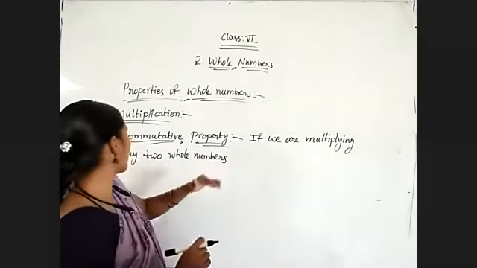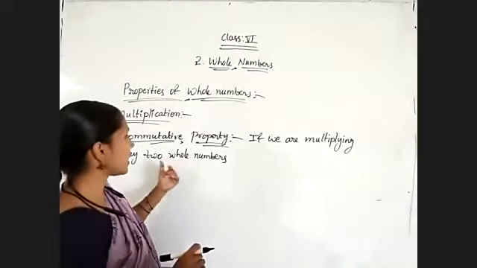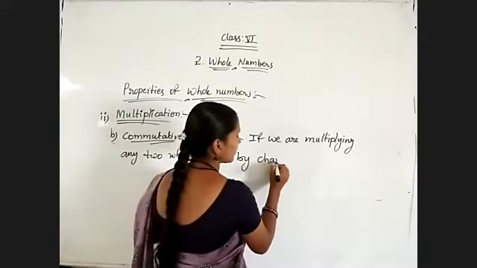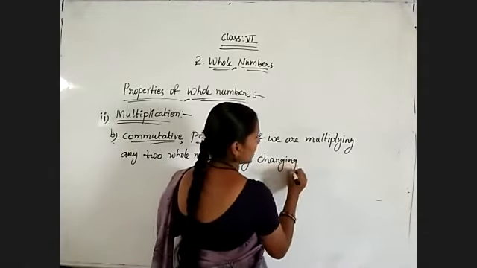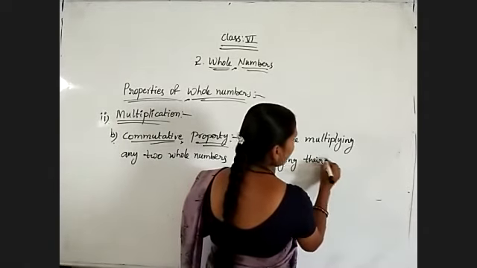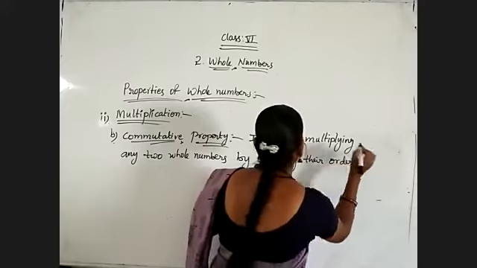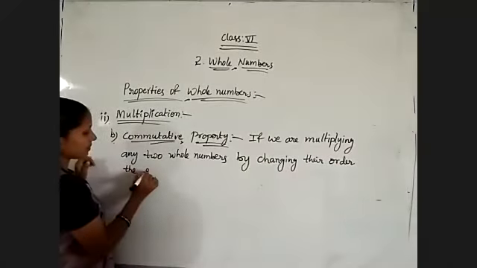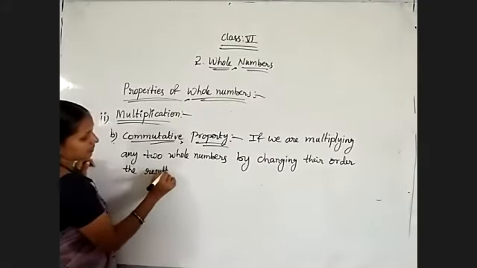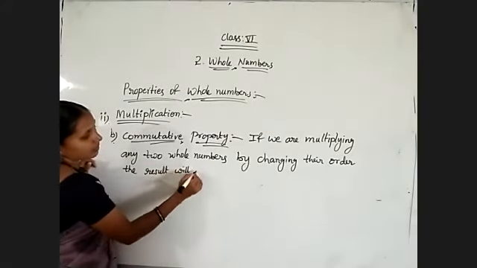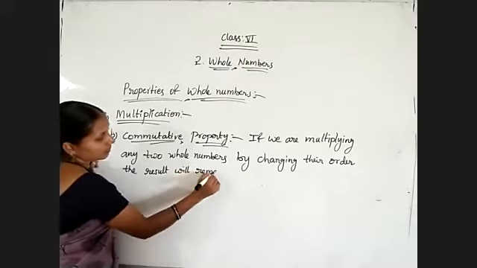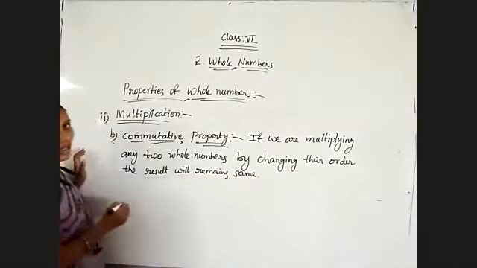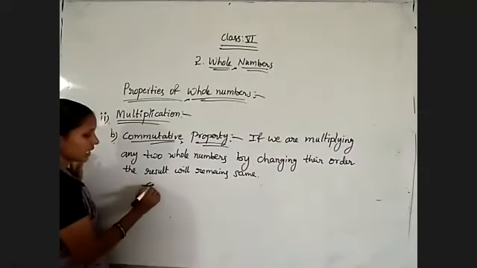Okay, if we are multiplying any two whole numbers by changing their order, the result will not change. The result will remain the same. That's all. So observe with the example.